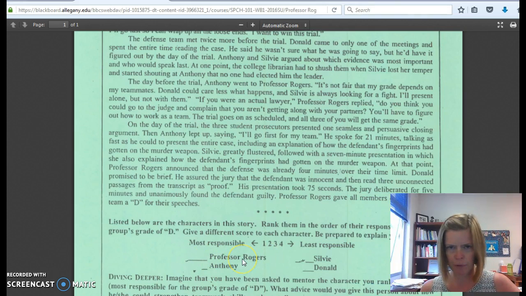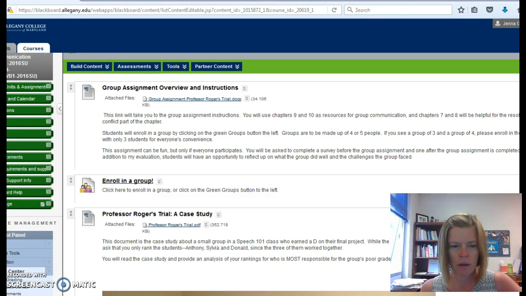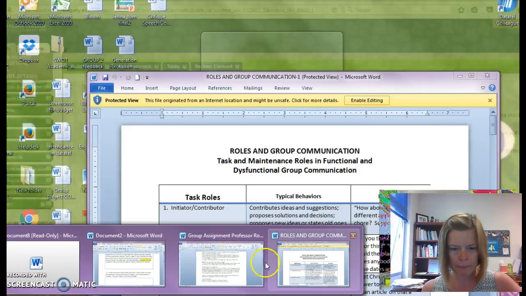So don't rank Professor Rogers. Only these three, Sylvie, Donald, and Anthony. It's important, again, to cite your case study. Okay? All right, back to the assignment here.